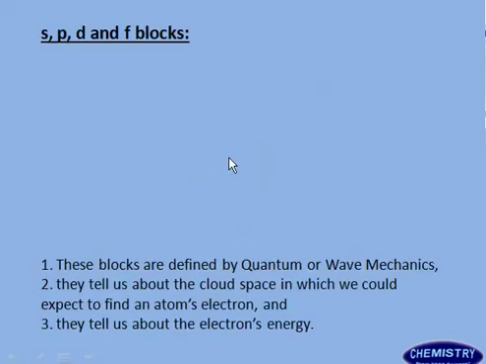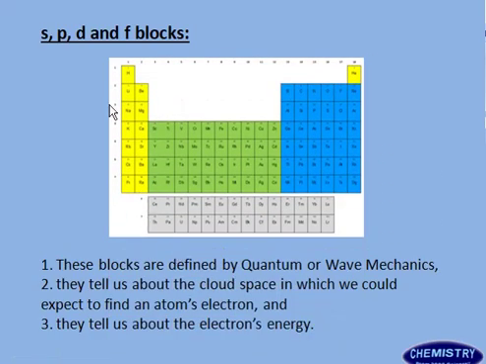So the SPDNF blocks, these blocks are defined by quantum or wave mechanics. They tell us about the cloud space in which we can expect to find an atom's electron, and they tell us about the electron's energy. We'll do a little bit more with electron energy in later activities, but this is where the SPD and F blocks come from. So on the table, you get these 4 blocks that are color-coded.